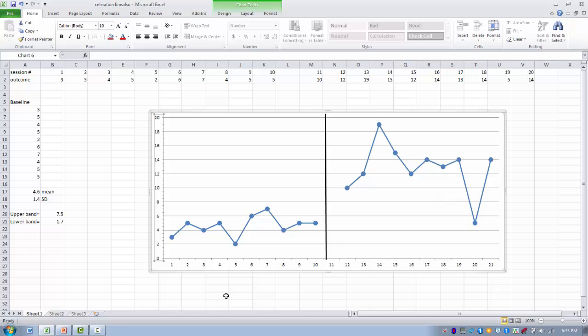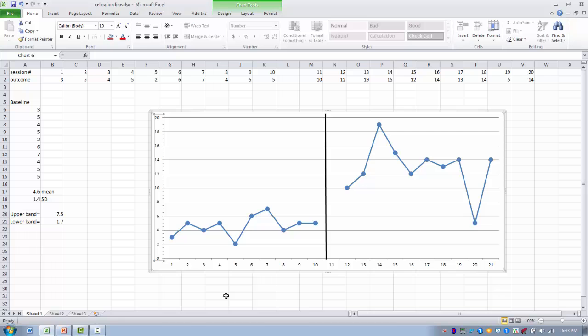So what I've done is I've created another column for the baseline phase data points, and then I've inserted formulas to calculate the mean or average of the baseline data points, and then the standard deviation of the baseline data points. So what I need to do first is create my center line that represents the mean of my baseline data points.